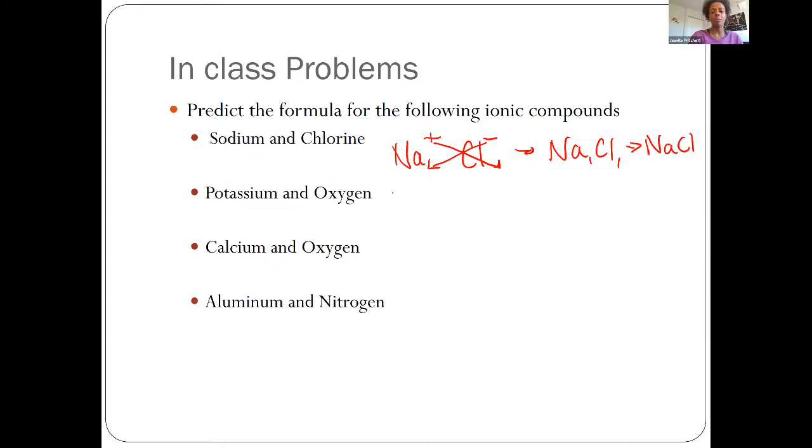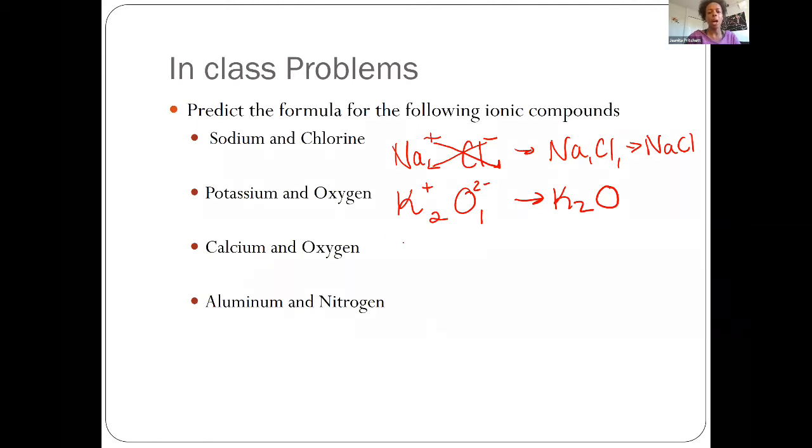Let's try potassium and oxygen. Potassium has symbol K. It's +1 in group 1. Oxygen is 2 minus, in group 6. Crisscross down, and that brings my 2 here and a 1 there. What we would write out is K2O as our formula.